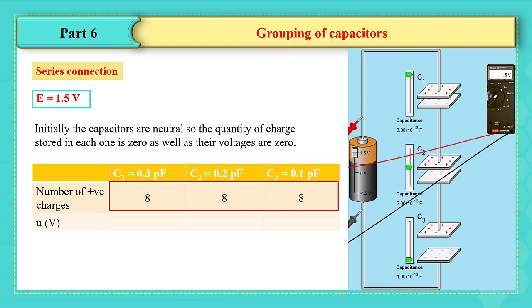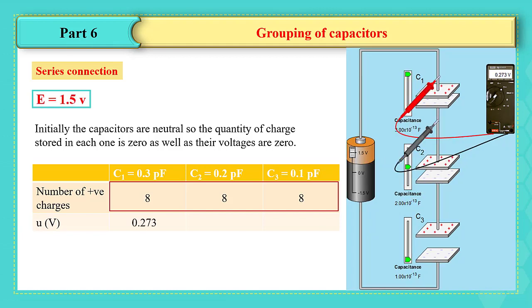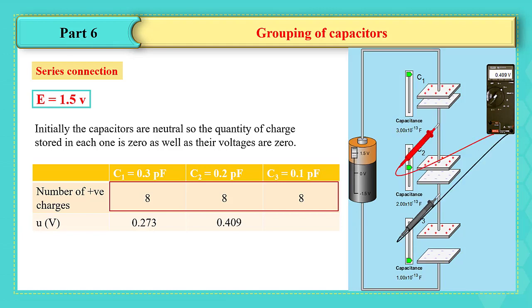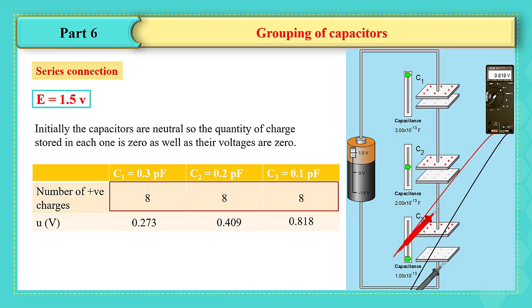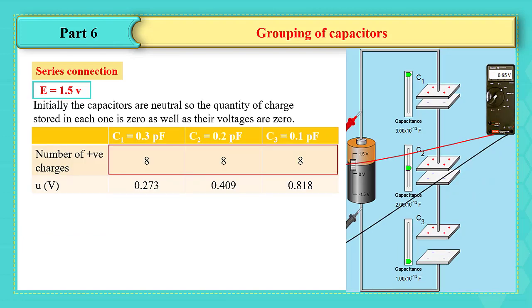If we want now to measure the voltage across each capacitor, then using the voltmeter, we will get 0.273 for the first capacitor, 0.409 for the second capacitor, and 0.818 for the third capacitor. Notice that these three capacitors have different capacitances and different voltages, but they have the same number of charges.